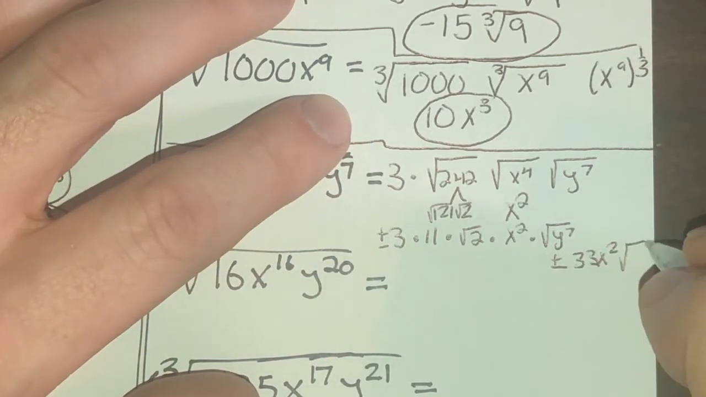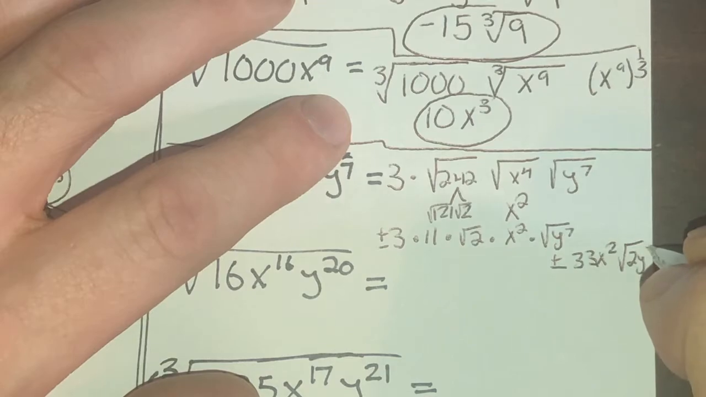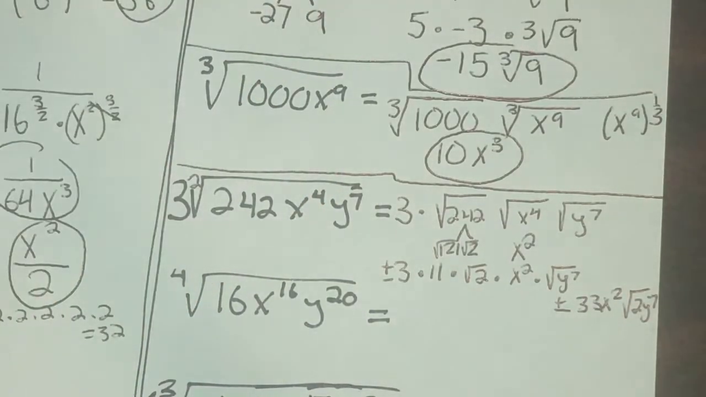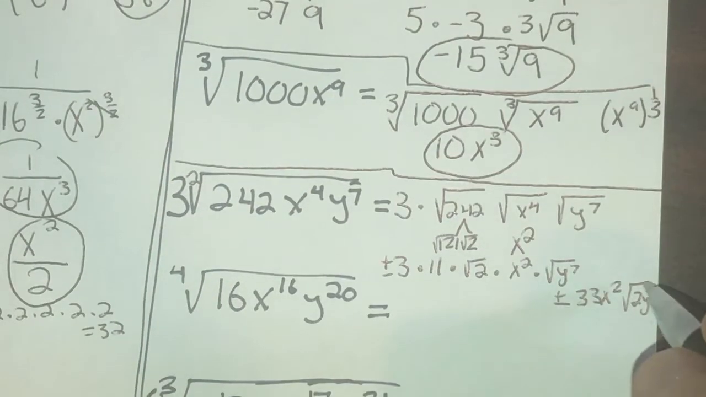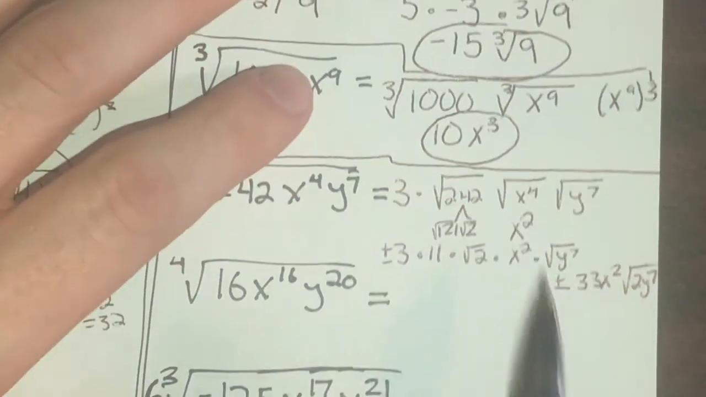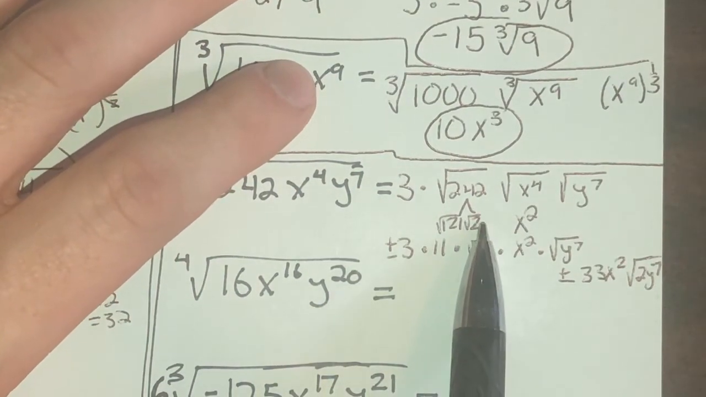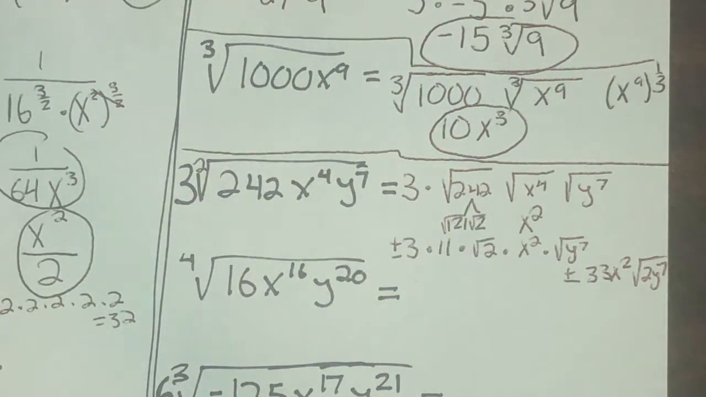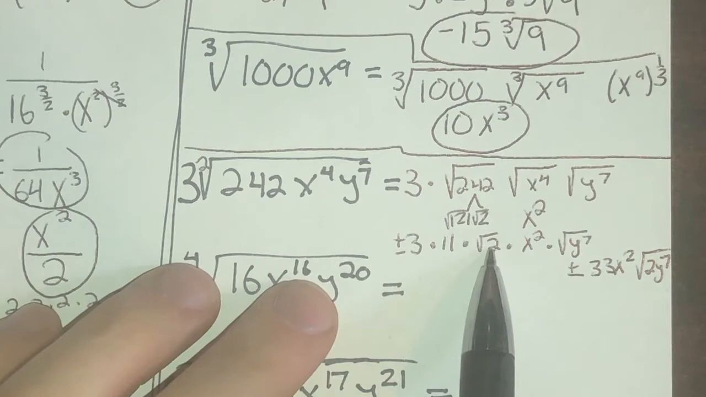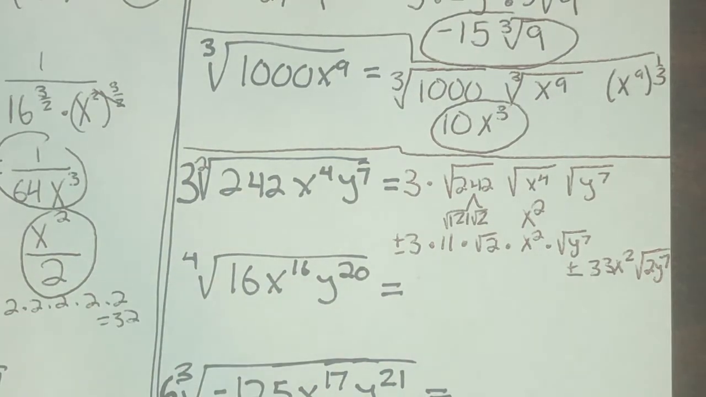Then anything in the root, 2y to the 7th. Anything that's in roots, pull back together, bring into the root, right? Because look, think about it. The square root of 121 times the square root of 2 is the square root of 242, right? Those things multiply. So therefore, the square root of 2 times the square root of y to the 7th is just the square root, boom, of 2y to the 7th.